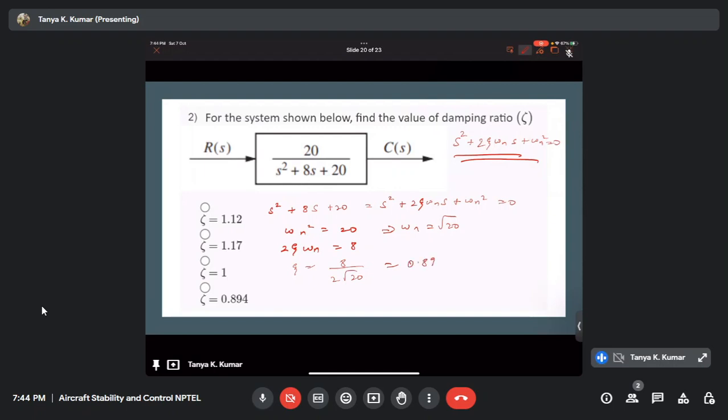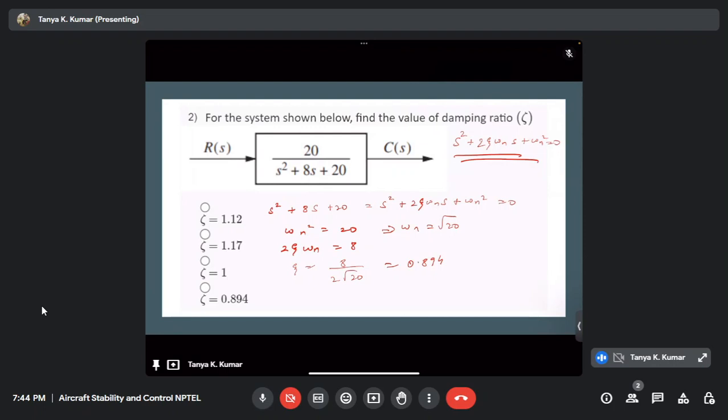0.894. Correct me if I am wrong, okay? I gave you a couple of minutes to solve, and correct me if I am wrong. Okay, let's go to the next question. For the system shown in the figure, what is the time response for step input?